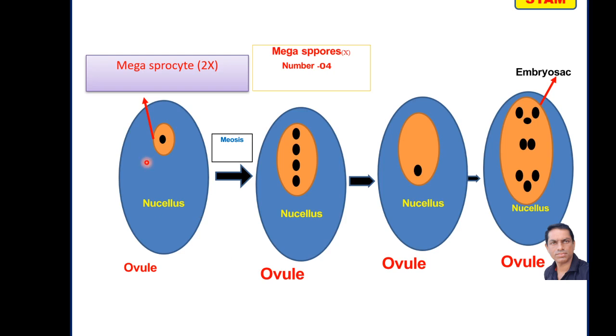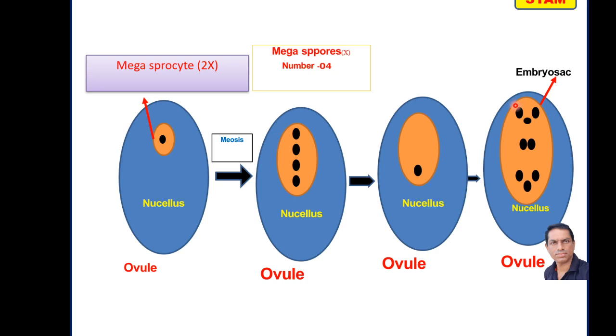So, how are they formed? This is the megasporocyte, which is genetically diploid. Generally, on the micropyle side, any one of the nucellus cells acts as a megasporocyte, or megaspore mother cell. It undergoes meiosis and forms 4 haploid megaspores.